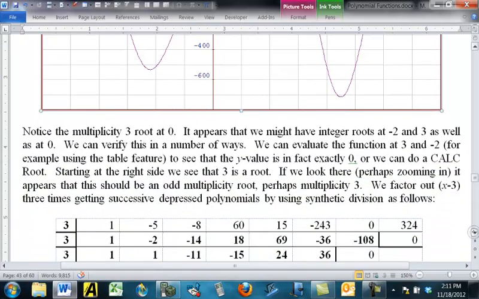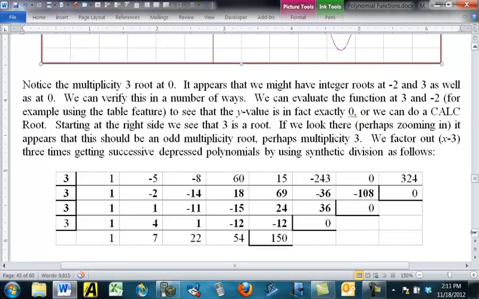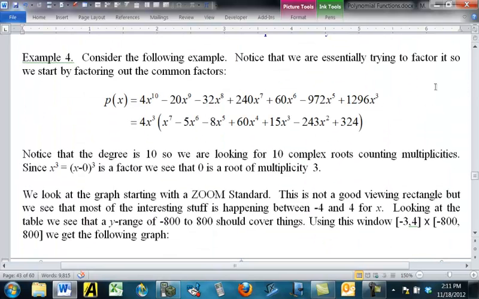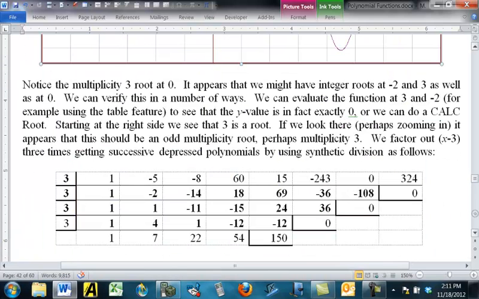So now let's do our synthetic division. Notice our original is 1, negative 5, negative... We don't do it with the ones up here. We do it with this depressed polynomial: 1, negative 5, negative 8, 60, 15, 243, 0, and 324. I believe those are the numbers I have right here.